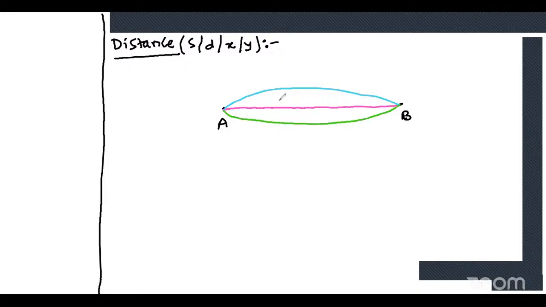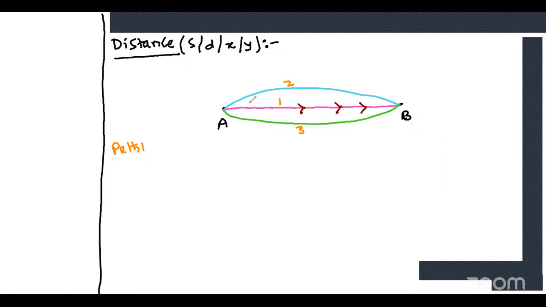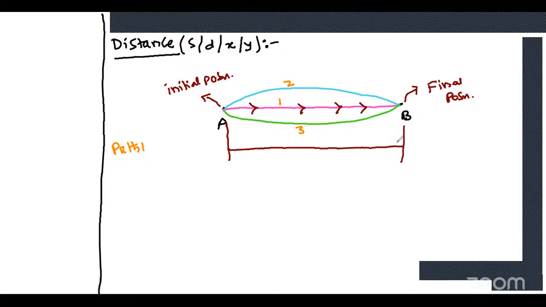Right? So this is one in any path. I am considering the path as 1, 2, 3. Here I am considering path 1. The particle is moving from A to B in this path like this. So I can say that A is the initial position and B is the final position. This is the path length covered by the particle from A to B.